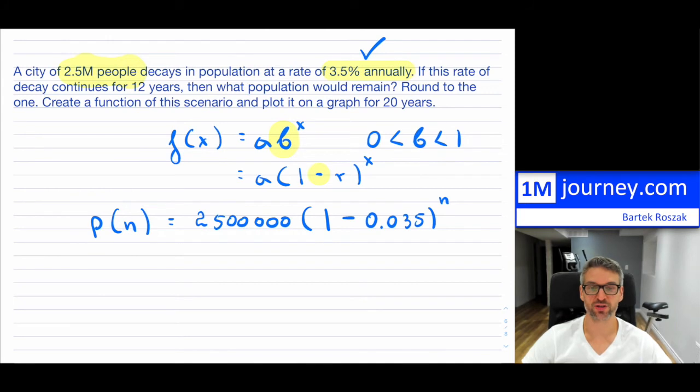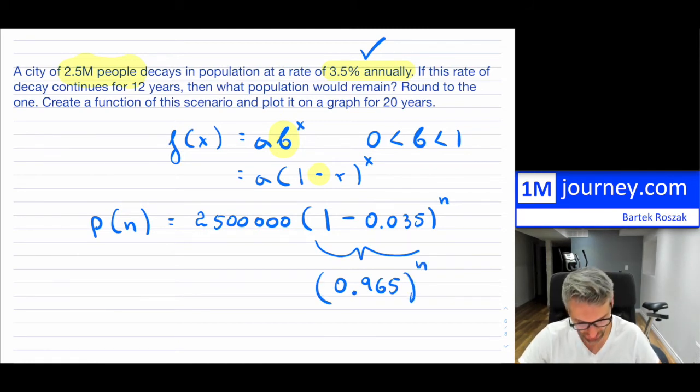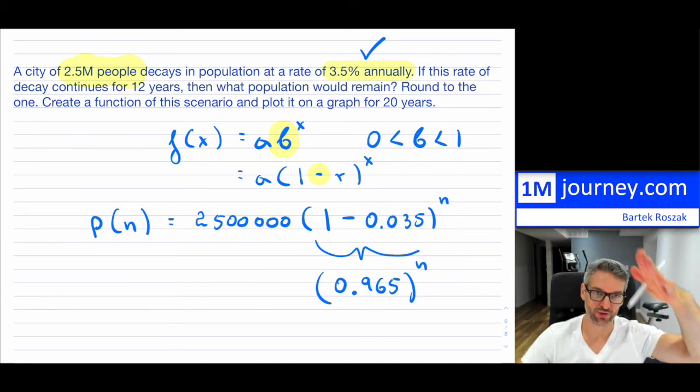And now this function in general, if you do that subtraction, it's going to be 0.965. And so that's going to be that to the N. And notice it's less than 1, which means it's going to eventually start to decay and go to 0. Now it says after 12 years.